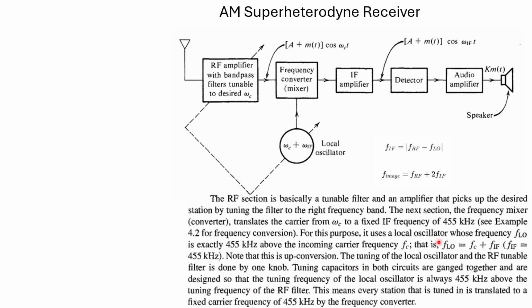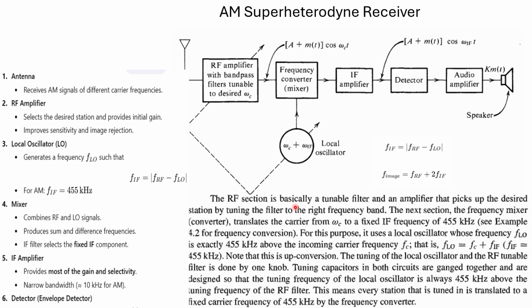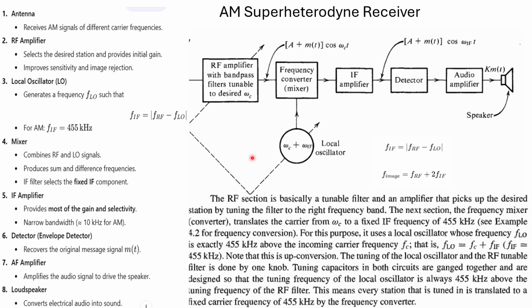The tuning of the local oscillator and the RF filter is done by the knob. The tuning capacitors in both circuits are ganged together and are designed so that the tuning frequency of the oscillator is always 455 kilohertz above the tuning frequency of the RF, right? So this is your overview of your AM superheterodyne receiver.